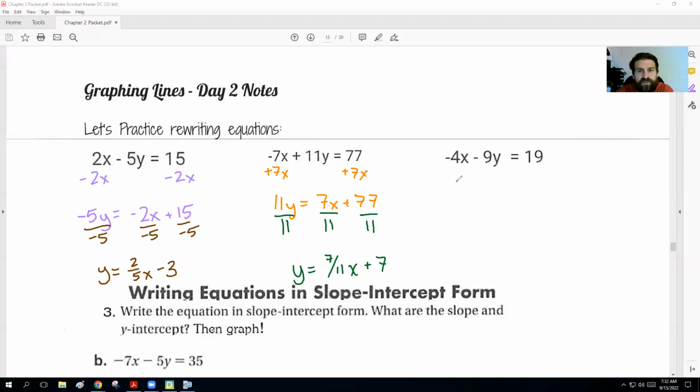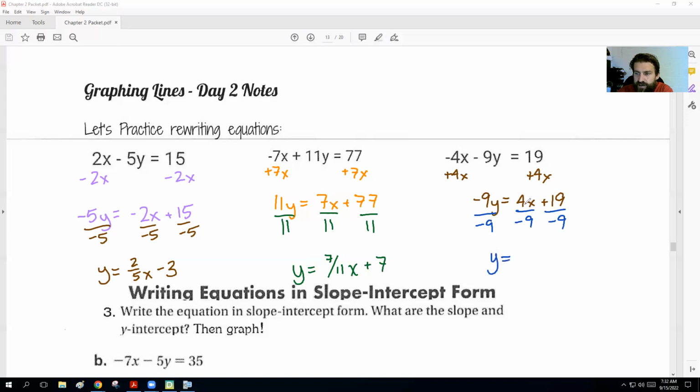All right. If you want to try the next one on your own, you can. Let's do this here. We're going to add 4x over to the other side. So we get negative 9y equals 4x plus 19. Remember, all we're doing is moving it over. We can't combine them if they don't both have x's. We're going to divide everything by negative 9 now.